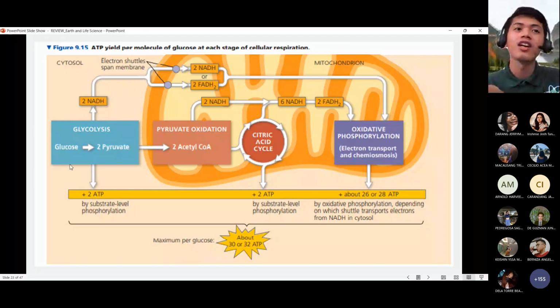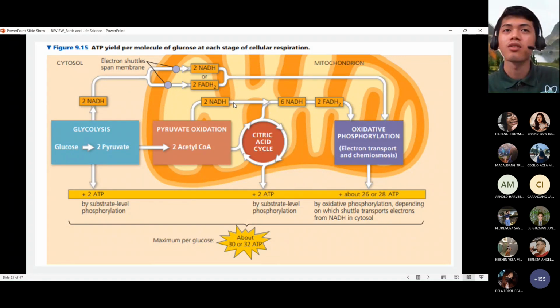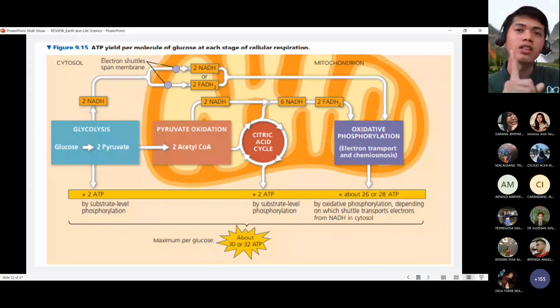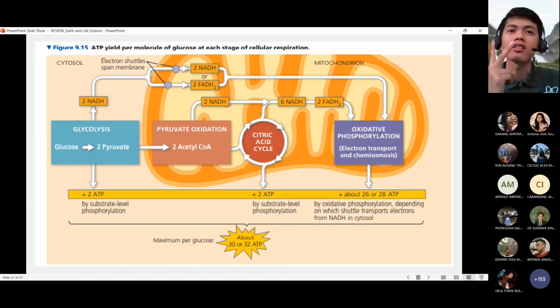We have glycolysis. Again, there are two ATP being produced through this process, two pyruvate molecules and two NADH. And of course, the transition state, which is the pyruvate oxidation, we can form two acetyl coenzyme A, two NADH and of course the release of carbon dioxide. We also have here the citric acid cycle. We will use the acetyl coenzyme; for every turn of the citric acid cycle, we can produce one ATP. Since we have two acetyl coenzyme, we can produce two ATP in the citric acid cycle. Now, we can form also 6 NADH and of course 2 FADH.